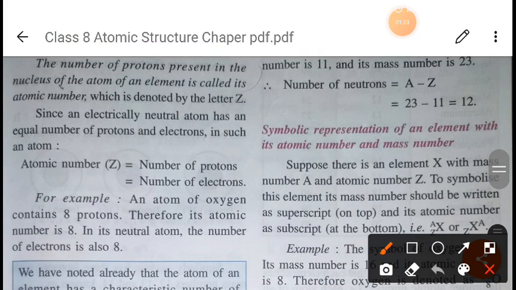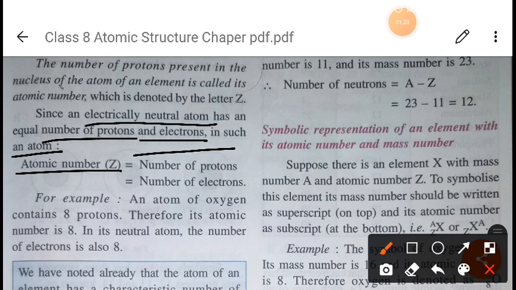Since we are talking about an electrically neutral atom, as I have already told you, the number of protons and electrons are the same. So we can say that atomic number is equal to the number of protons, or it may be equal to the number of electrons. If it is a neutral atom, then the atomic number will be equal to the number of protons and equal to the number of electrons.